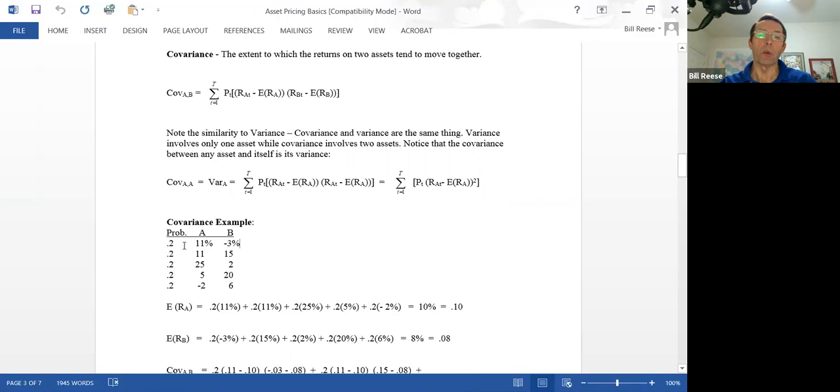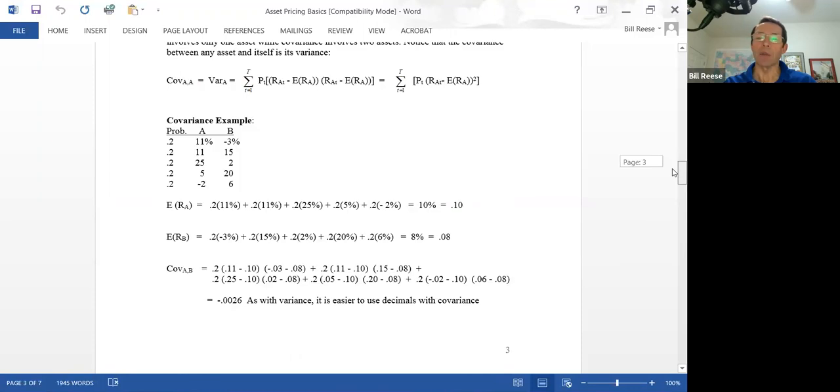is going to be 0.2 times 11%, plus 0.2 times 11%, plus 0.2 times 25%, plus 0.2 times 5%, plus 0.2 times negative 2%. So it's going to be the probabilities times the returns for the expected return for A. And that ends up equaling 10%, which as a decimal is 0.1. B has an expected return of 8%. Okay, and you can see that also: 0.2 times -3% plus 0.2 times 15%, etc. So A and B have different expected returns, and that's fine.